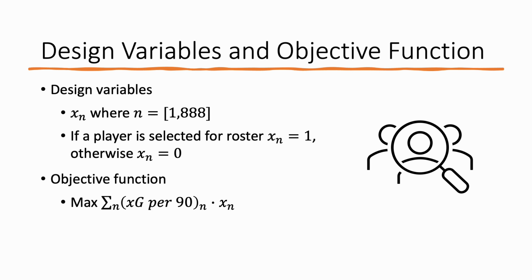Next, I define design variables and an objective function. The design variables consist of x sub n, where n equals the interval 1 to 888. If a player is selected for the roster, x sub n will equal 1, otherwise x sub n will equal 0. The objective function is defined as maximizing the sum of expected goals per 90 minutes times x sub n.